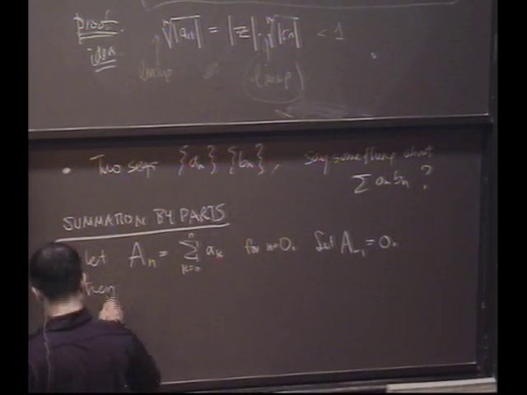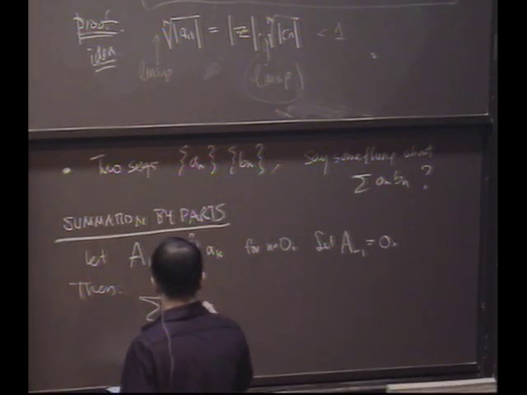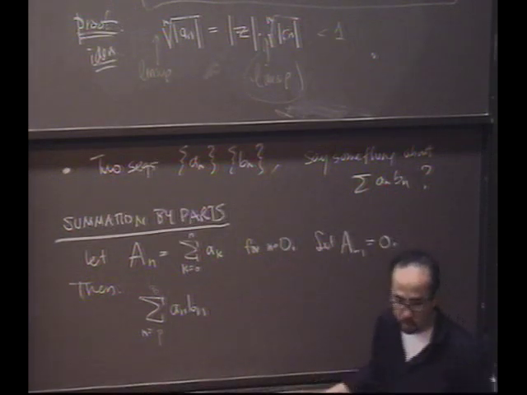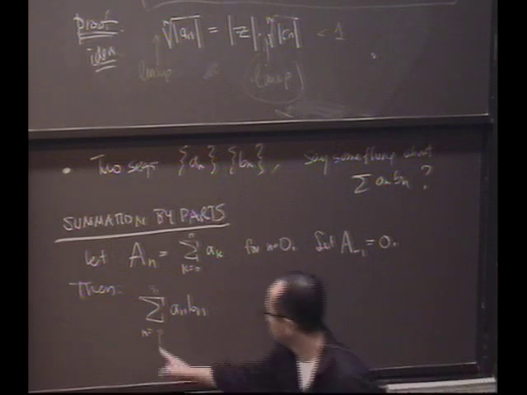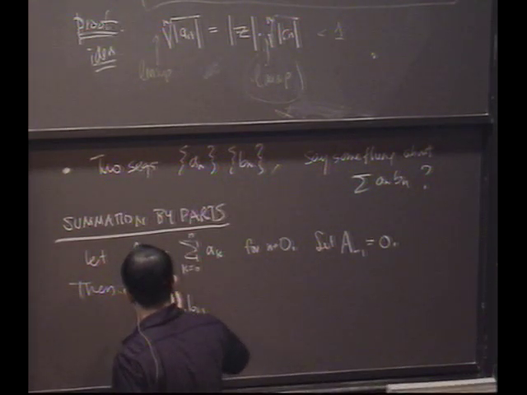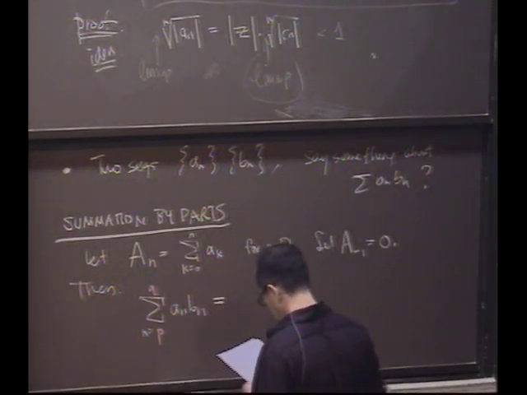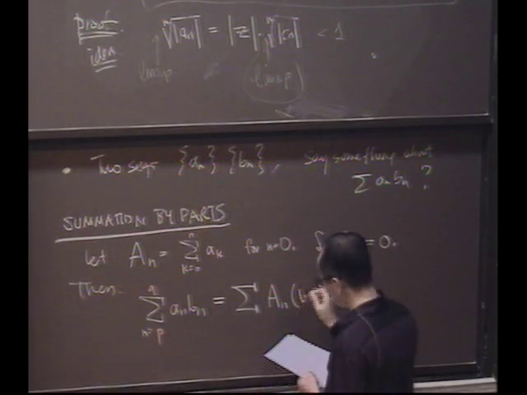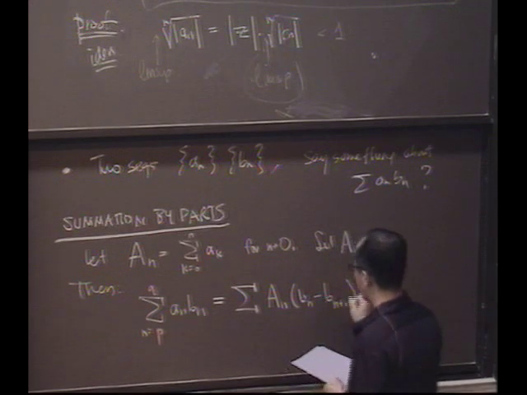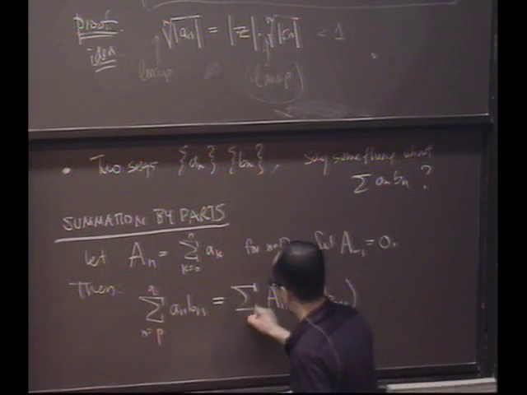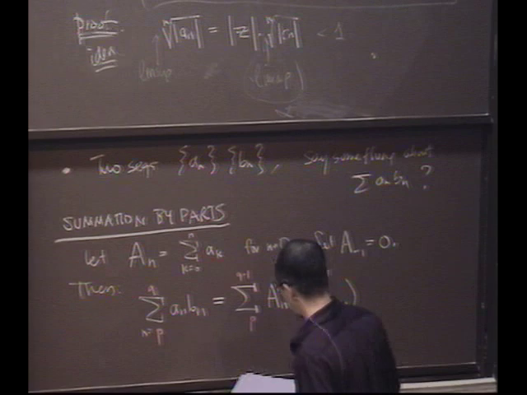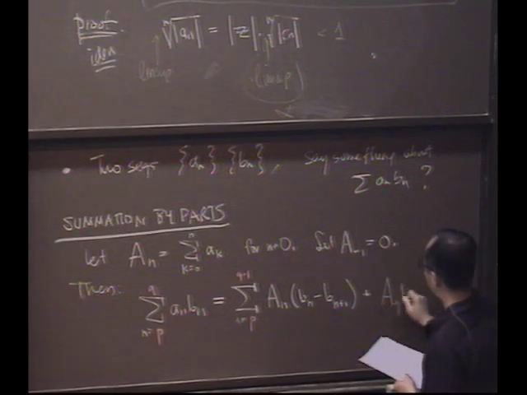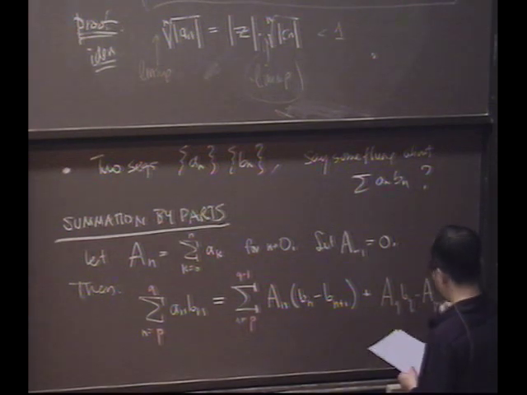Then something very amazing is true. If I want to sum a_n b_n, let's say going from p to q, and if you don't mind, I'm just not going to write the index here, just the p and q, because it's clear what the index is. The claim is this is the same as, check this out, the sum of big A_n times (little b_n minus little b_{n+1}), where n goes from p to q minus 1. I guess I will write the n here so you know that's the index. Plus A_q b_q minus A_{p-1} b_p.